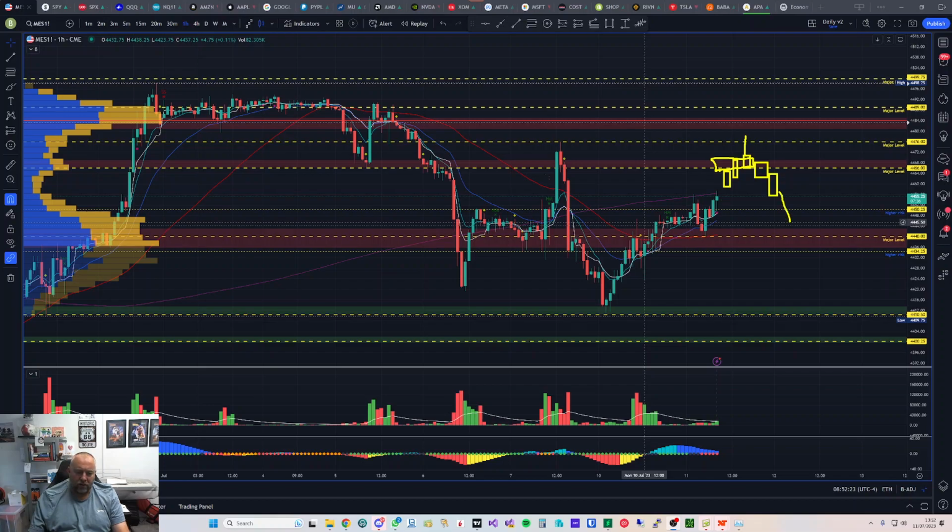If we get a grind up, and when I say grind up I mean we have lots of little candles just grinding up like that, then I'm going to be looking for a break and retest. So we'll come back down into this area before going back up. So that's kind of what I'm looking for.